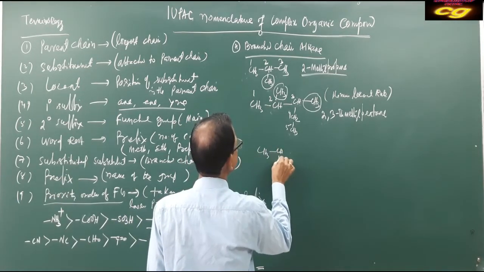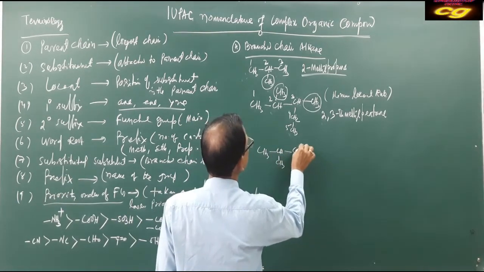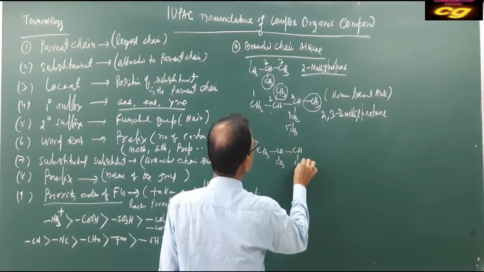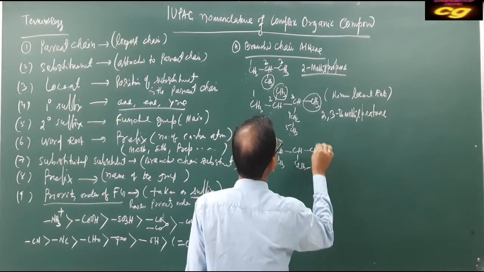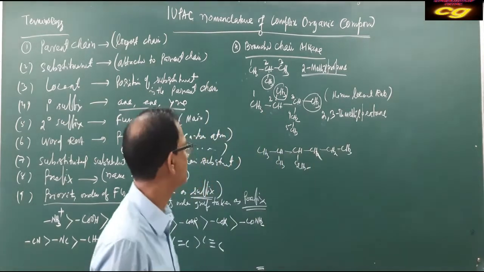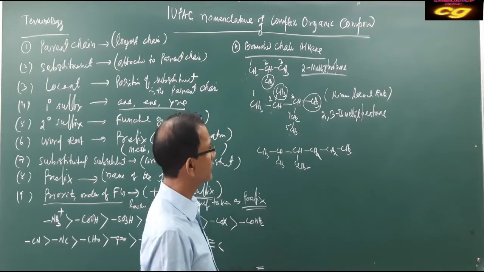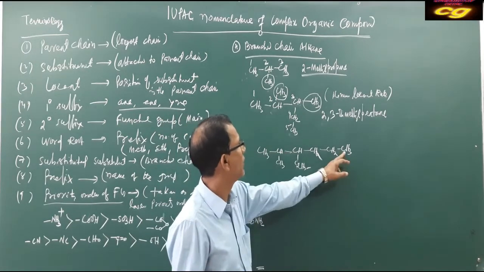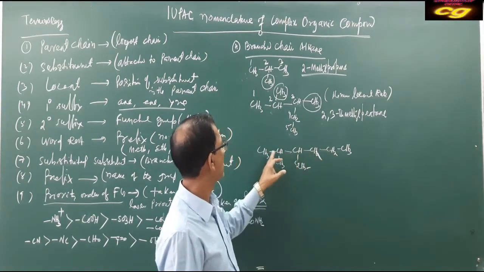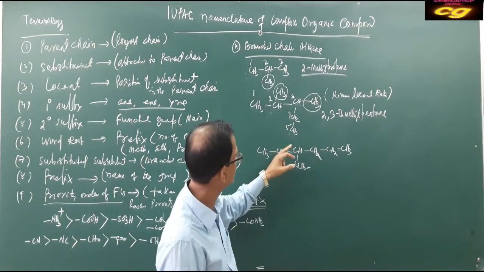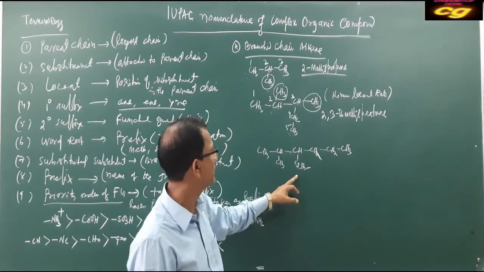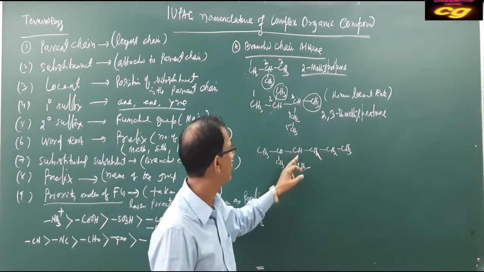CH3, CH, CH3, CH, C2H5, CH2. In this case, just you see. Here, if you select the longest chain, 1, 2, 3, 4, 5, 6 is the longest. Here if you do like this, 1, 2, 3, 4, 5, 5 is coming. 1, 2, 3, 4, 5, 6.